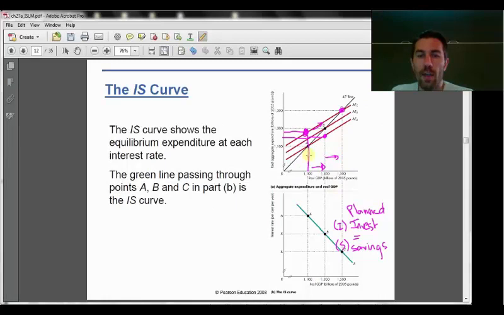Okay, then at 5%, if we look at real GDP of 1,300 with a 5% interest rate, 5% interest rate corresponds to aggregate expenditure curve B. With 1,300, what's our level of spending? It's 1,300.